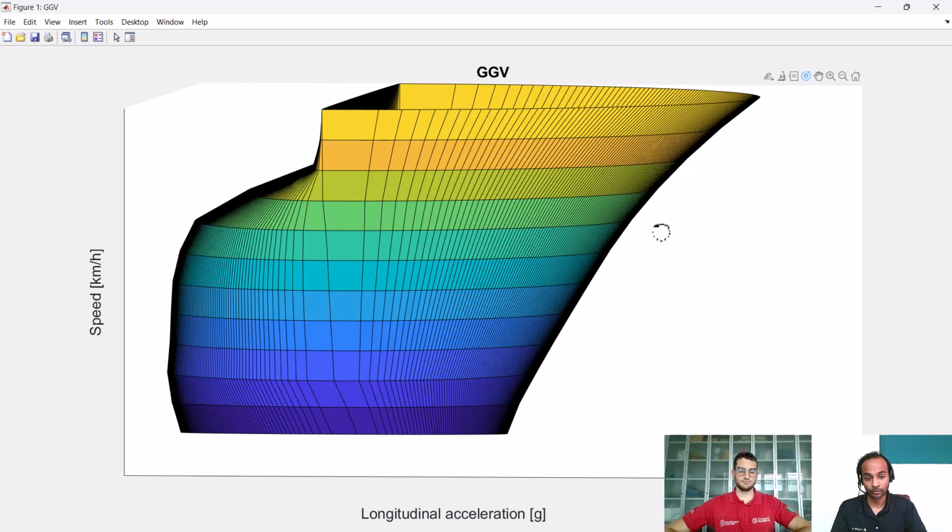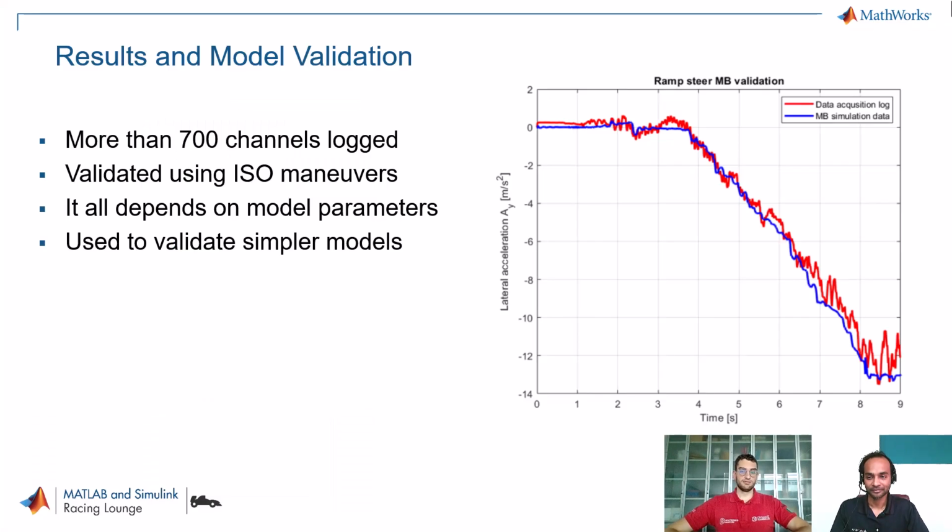And yeah, something I'm also curious about is that you have shown us a lot of simulations. So have you also done any kind of validation of the results that you have obtained through simulation? Yeah, we also validated the model using ISO maneuvers. In this case, we can see a ramp steer maneuver, where the driver gradually increments the steering angle. Here the lateral acceleration is plotted, and we can see that the model faithfully represents reality.